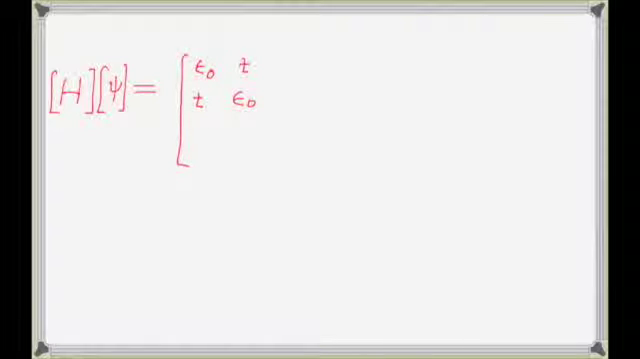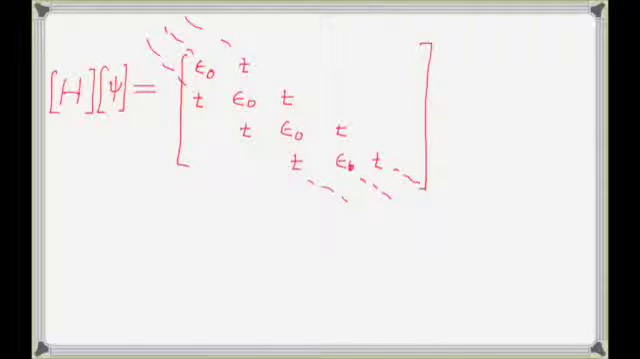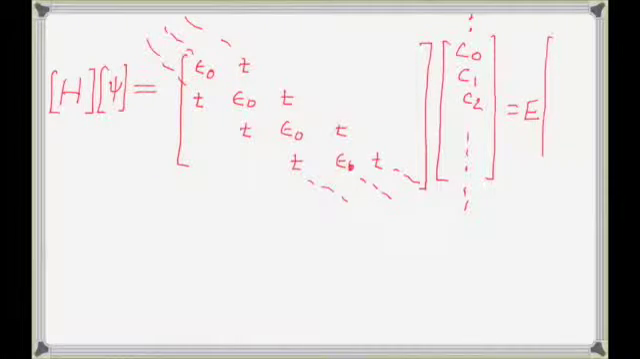So each 2 by 2 block is the same, but then the problem is this then is infinite. So it just goes on and on. Each row has 3 terms in it, t, epsilon, 0, t. And it just keeps on going. Dot, dot, dot, dot, on both sides. And this would be multiplying your column vector, which is also infinite, E times the same column vector. So that's what we're looking at.